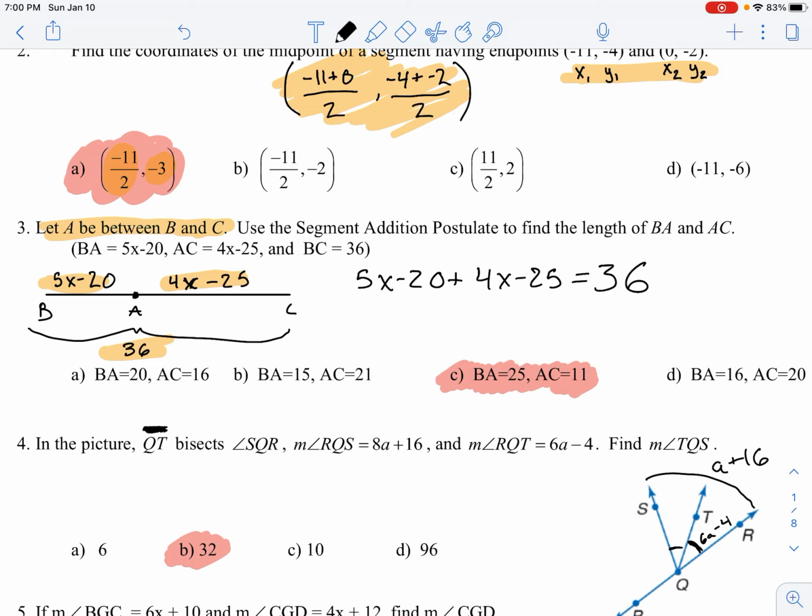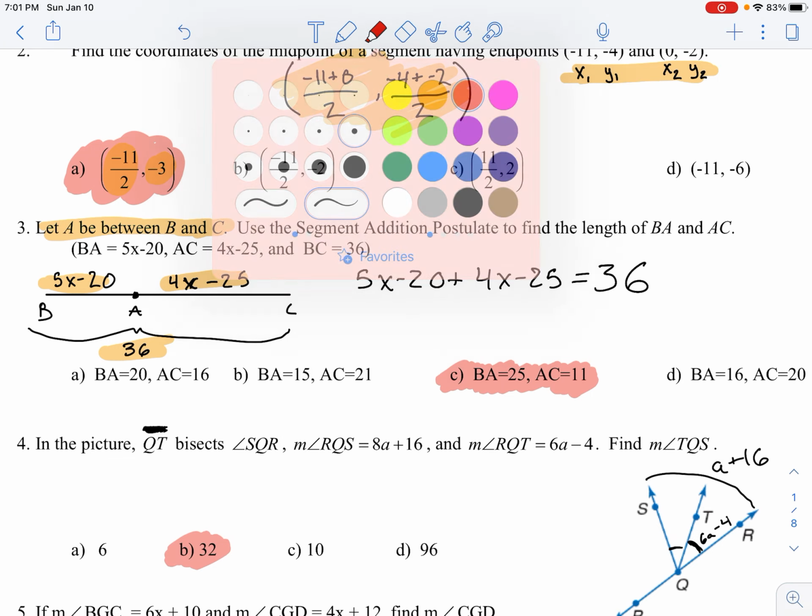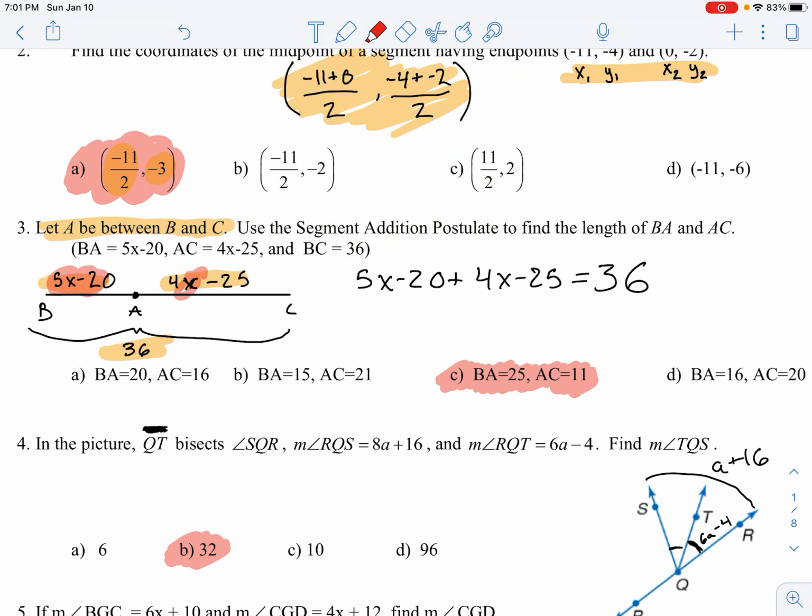Now, once you solve for x, we don't want to just jump into our answer right away. We're going to actually have to plug that back in. If I plug that into my first two pieces, this one there, and then that one there, I'm going to end up getting what I got for C, which is 25 and 11.